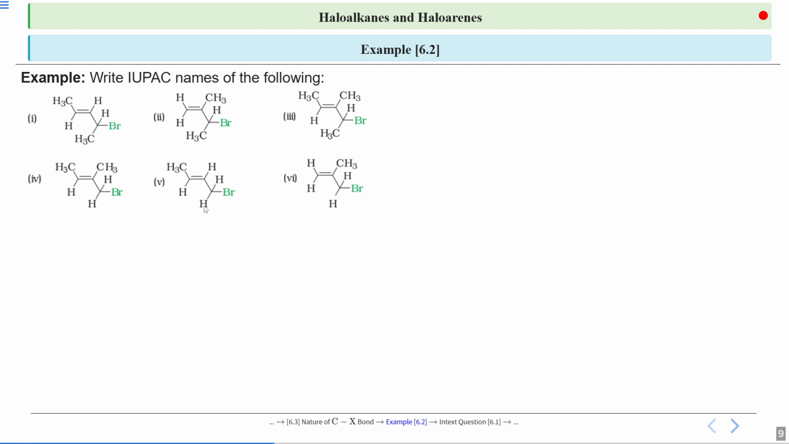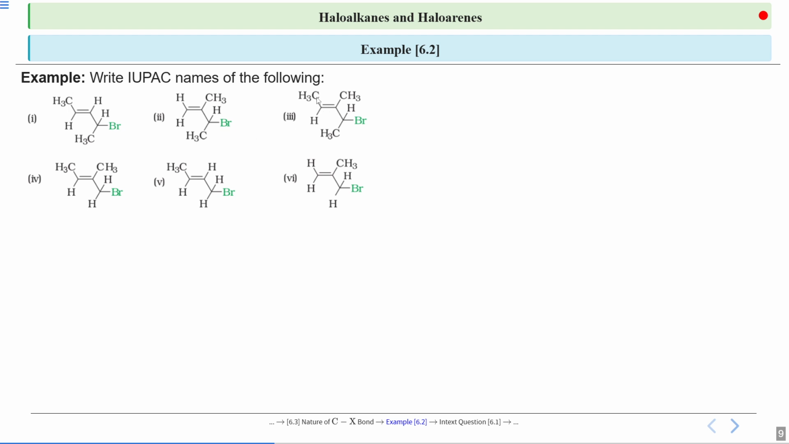Okay, so let's solve an example. Example 6.2. Write the IUPAC names of the following. We have been given different structures of 6 molecules. We have to write the IUPAC name of these, right? The first structure is given as CH3CH=CH-CHBr-CH3. Similarly, the second structure is CH2=CH-CHBr-CH3.